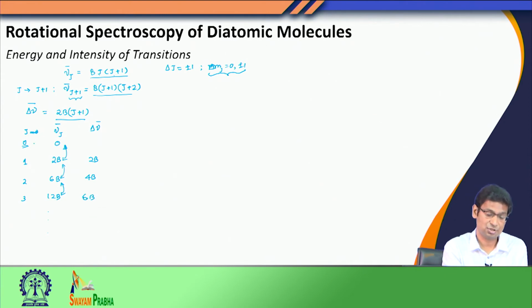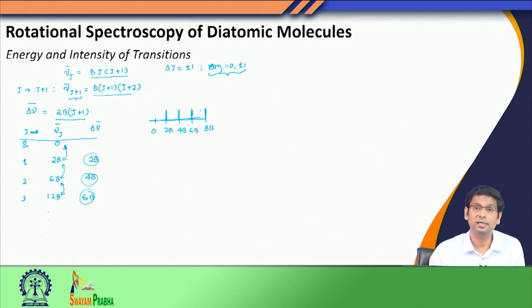So we see that the transition J equals 0 to 1 will occur at 2B, J equals 1 to 2 will occur at 4B, and J equals 2 to 3 will occur at 6B. If I have to plot a spectrum, suppose I start from 0, I go to 2B, 4B, 6B, 8B, and so on. The first transition occurs at 2B, the second at 4B, then 6B, 8B. So what I see is that they are all equispaced lines. Okay, now this is about the energy.